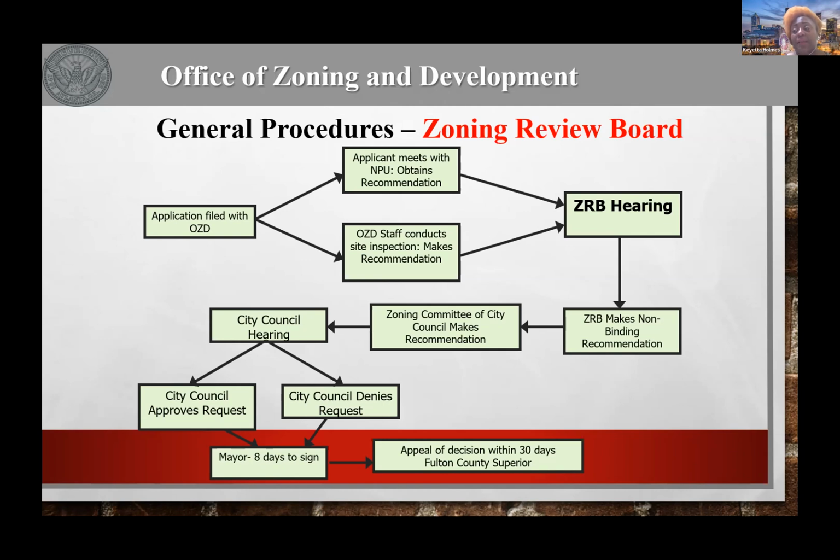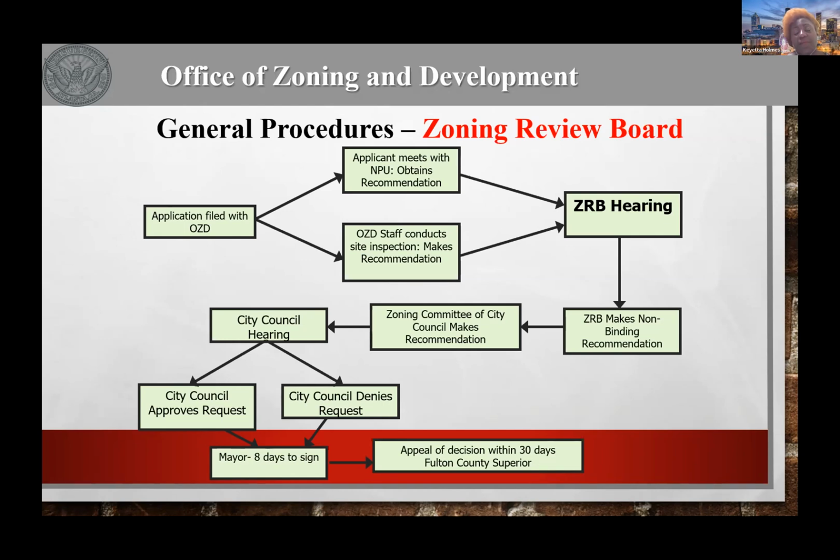Once that zoning committee meeting of city council is held, in the next city council meeting, the full council will make a determination on an application, whether to approve it or to deny it. If an application is approved, then the mayor has 8 days to sign the legislation, or to allow it to pass by law, or he or she may veto the legislation.